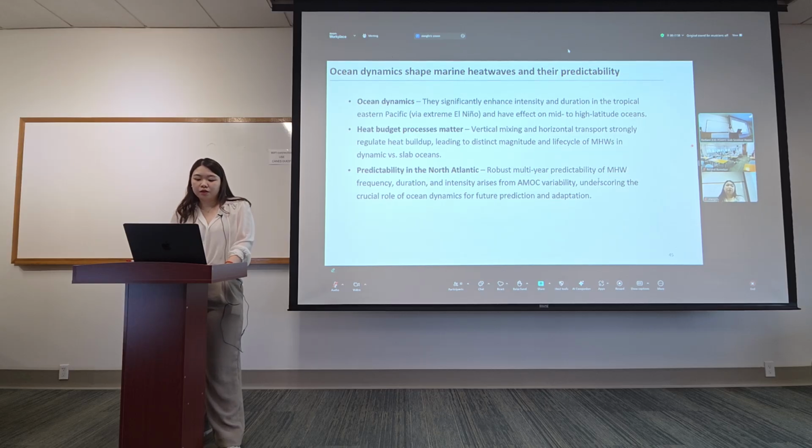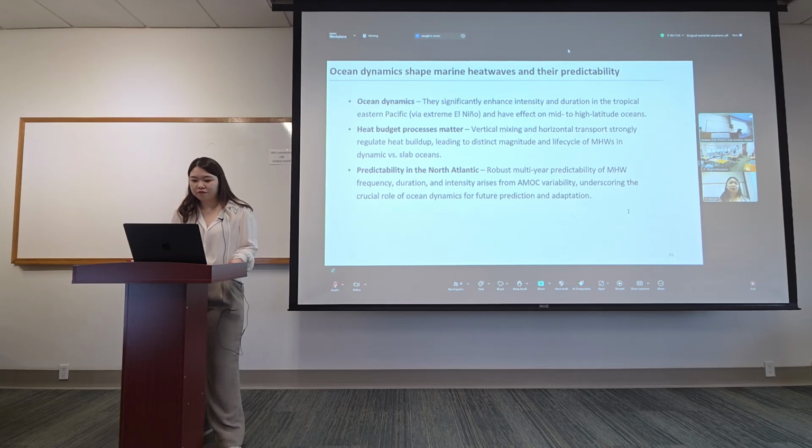And the last one: the North Atlantic is a special region we chose, and thanks to the AMOC and its long-term variability, we found robust multi-year predictability of marine heat wave frequency, duration, and intensity in this region. This really emphasizes that ocean dynamics are very important for predicting future extremes and planning adaptation strategies.